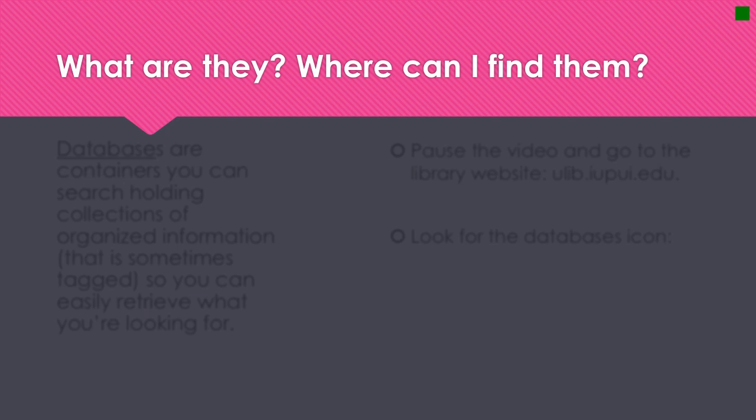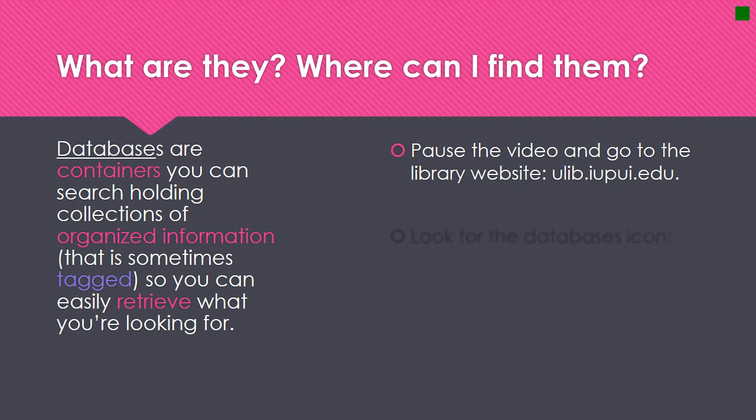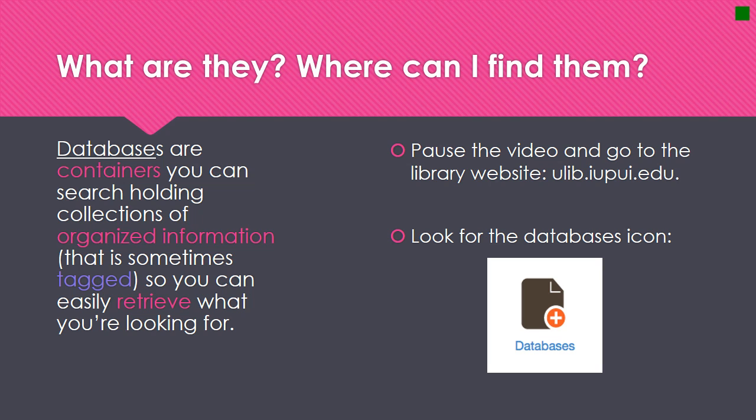So what are databases? They are containers you can search holding collections of organized information that is sometimes tagged so you can easily retrieve what you are looking for. We will come back to the idea of tags in a moment. Pause the video and see if you can find the databases icon on the library homepage, ulib.iupui.edu. Then continue with this video once you find it.